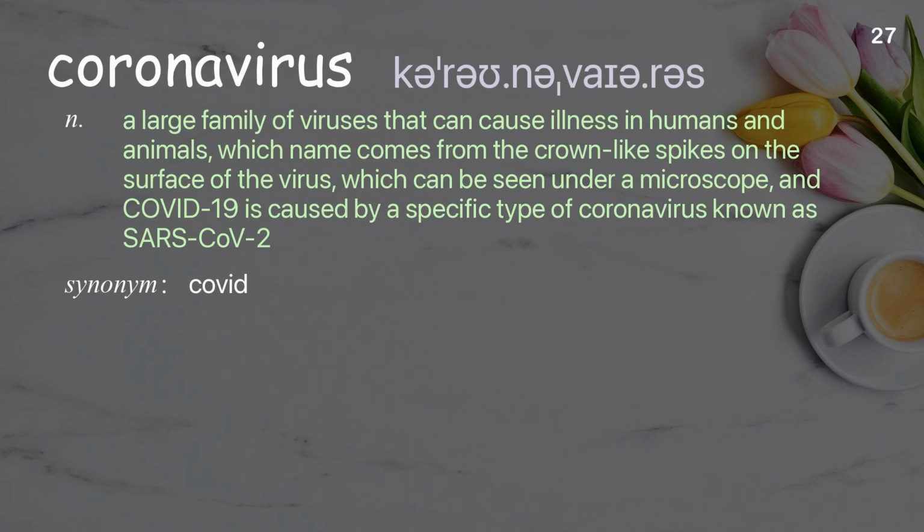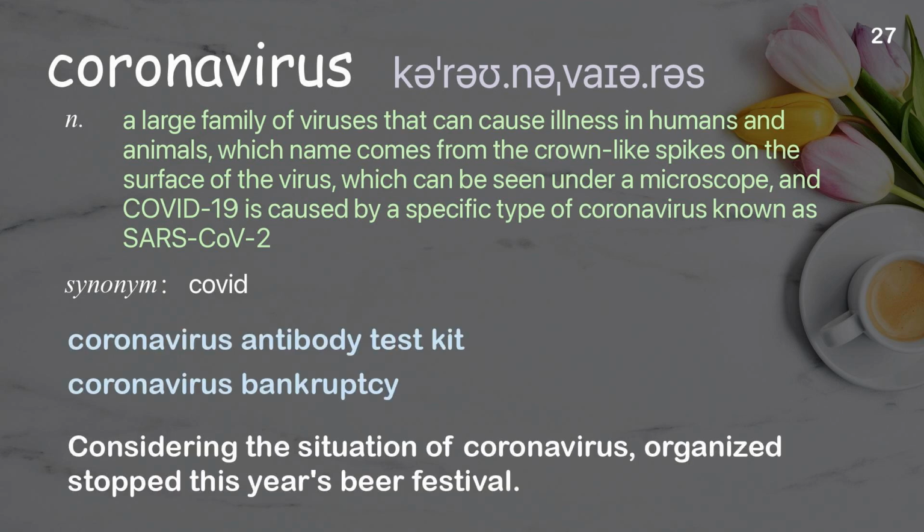Coronavirus. A large family of viruses that can cause illness in humans and animals, whose name comes from the crown-like spikes on the surface of the virus, which can be seen under a microscope. COVID-19 is caused by a specific type of coronavirus known as SARS-CoV-2. Examples: Coronavirus antibody test kit. Coronavirus bankruptcy. Considering the situation of coronavirus, organizers stopped this year's beer festival.